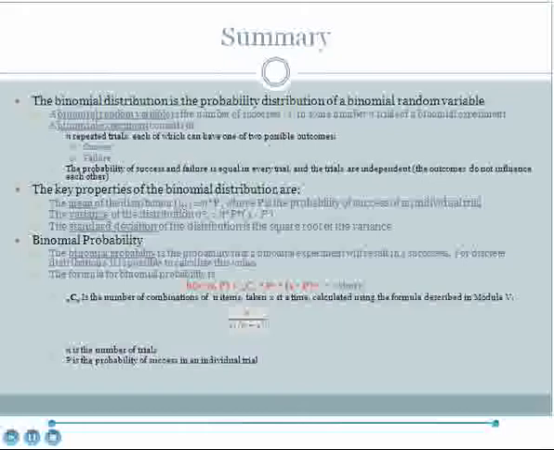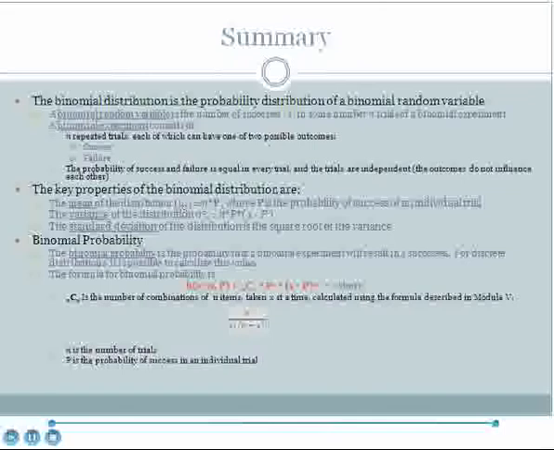Let's summarize. Today we've learned that the binomial distribution is the probability distribution of a binomial random variable. The random variable is the number of successes, x, in some number of n trials of a binomial experiment, which consists of n repeated trials having one of 2 possible outcomes, success or failure, and an equal probability of success or failure in every trial.